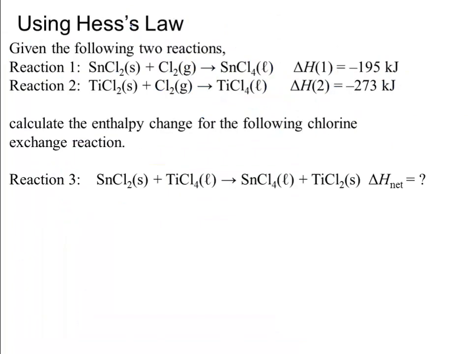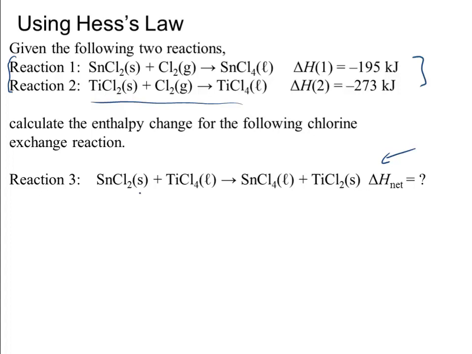Okay, so when you're using Hess's Law, the key is to be able to figure out how to add up reactions that you know to get the reaction that you want. And so here's an example of that. Here's two reactions we know, and we want to find delta H for this reaction that we don't know. The key is to use these reactions here in a way that works. And what you have to do is look for the reactants or products and make sure they end up on the right side.